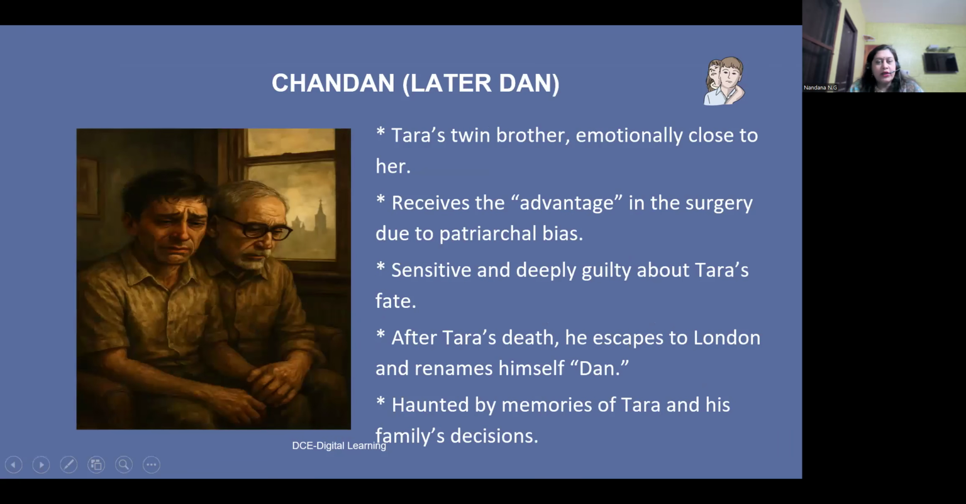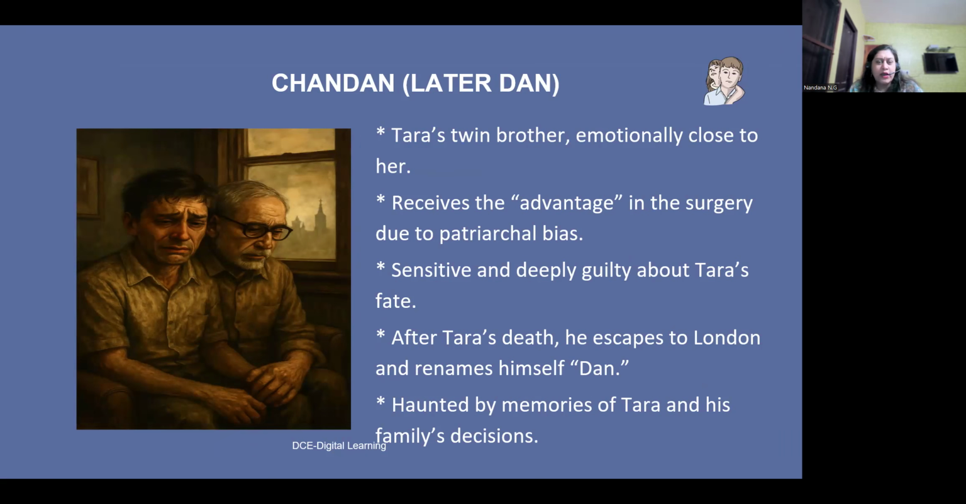The second important character is Chandan, later known as Dan. Tara's twin brother is emotionally close to her. He receives the advantage in the surgery due to patriarchal bias. We have to remember he did not ask for it. It was imposed on him, but this ended up making him guilty for a lifetime. He is very sensitive and deeply guilty about Tara's fate.